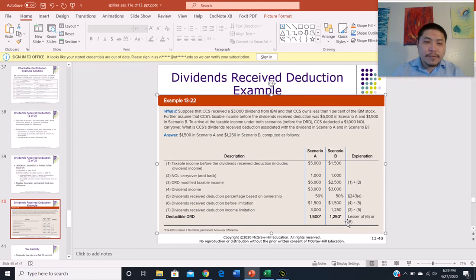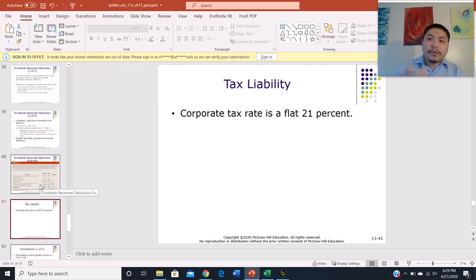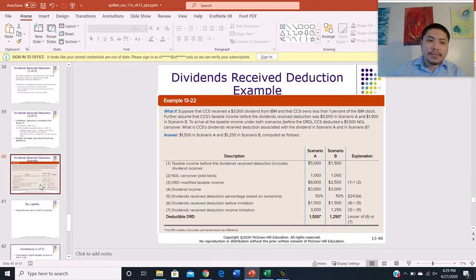So what we just talked about: we talked about charitable contributions, the dividends received deduction, stock options, capital loss and net capital loss, and we also talked about net operating losses. So these are some of the major book tax difference items that you usually see. And then we talked about why there are book tax differences.